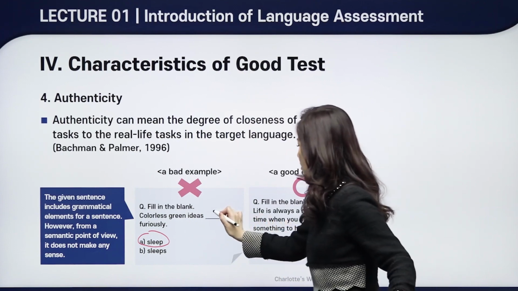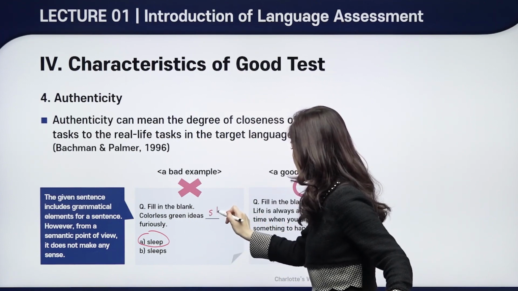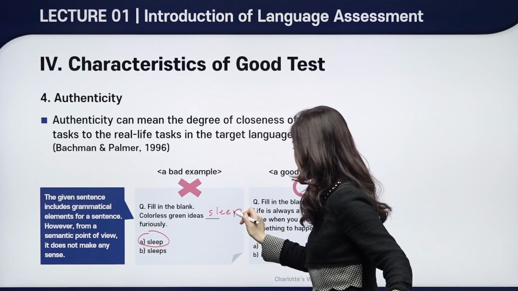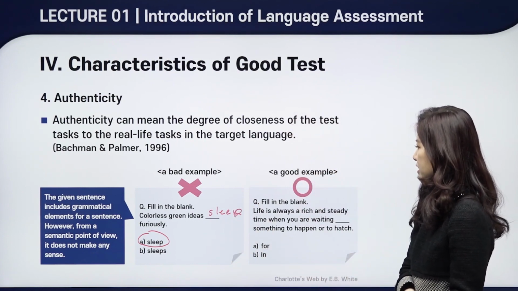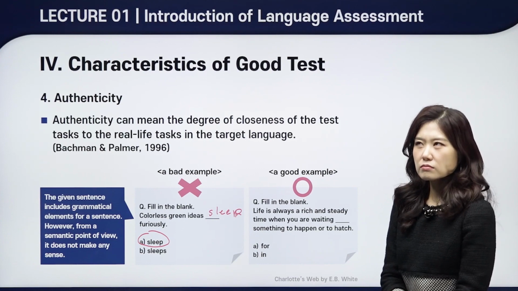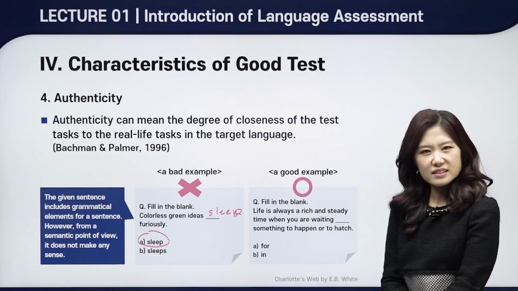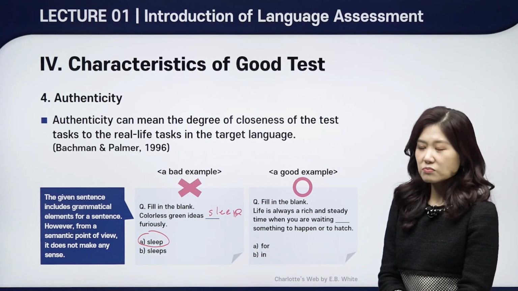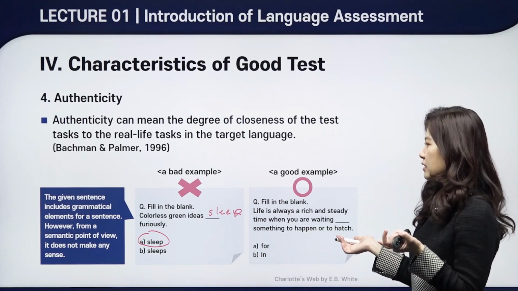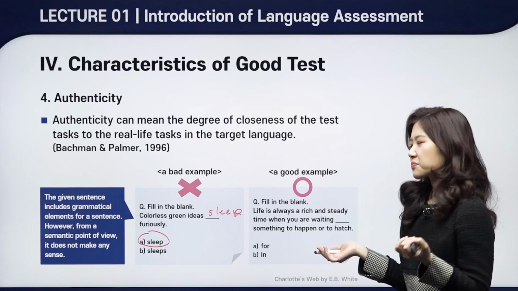But if we say sleep here, let's see if the sentence makes sense. Colorless green ideas sleep furiously. Yes, it's grammatical, but does that make sense? Semantically, it does not make sense at all. What does it mean? Colorless green ideas sleep furiously.